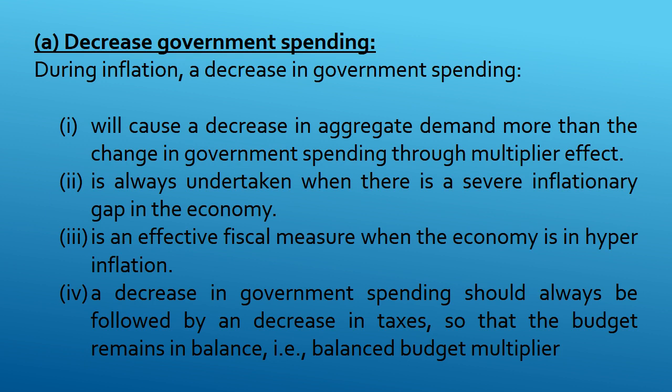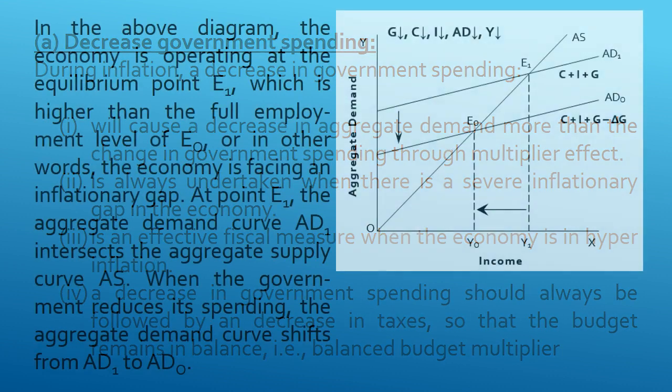A. Decrease government spending. During inflation, a decrease in government spending: 1. Will cause a decrease in aggregate demand more than the change in government spending through the multiplier effect. 2. Is always undertaken when there is a severe inflationary gap in the economy. 3. Is an effective fiscal measure when the economy is in hyperinflation. 4. A decrease in government spending should always be followed by a decrease in taxes, so that the budget remains in balance, that is, balanced budget multiplier.